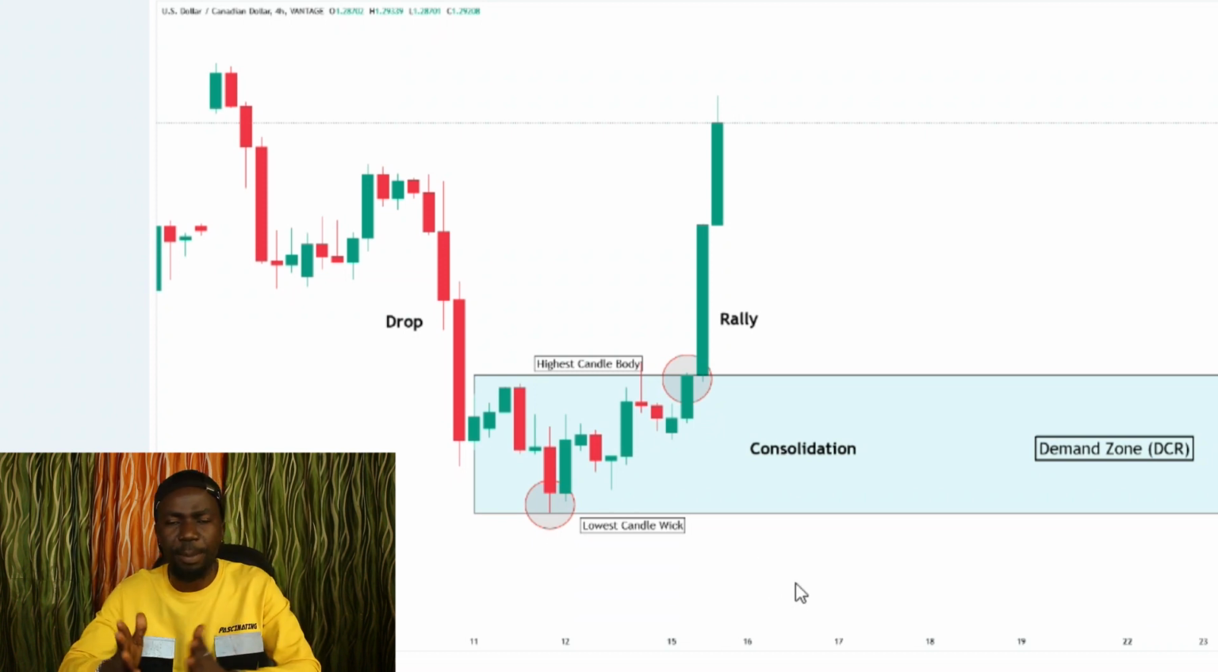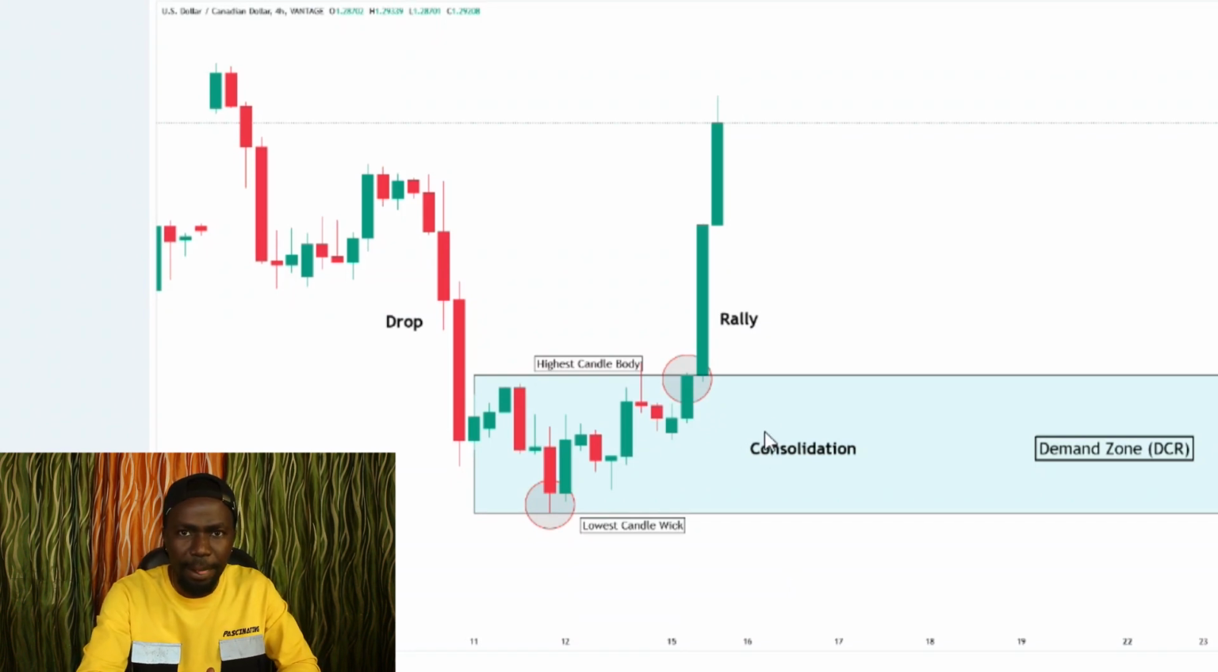Or if you are a busy type of person, you are always busy, you can simply place a pending buy order at this zone, and your stop loss should be below this support level, so that if the price makes a retracement back to this zone, it will trigger your entry and you'll be able to ride this trend alongside this smart money concept. So this is how the demand and supply zone works.